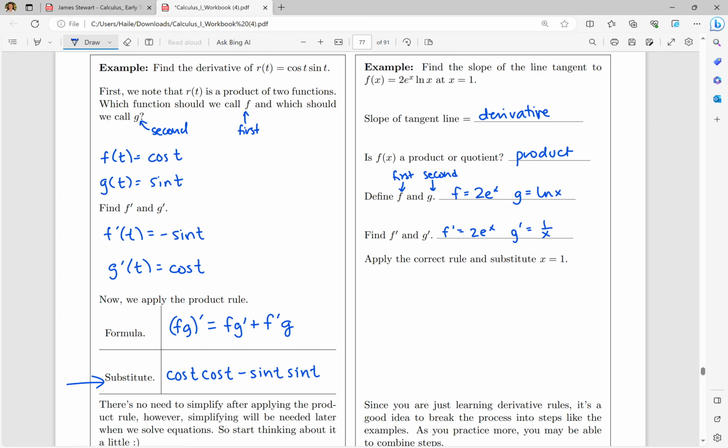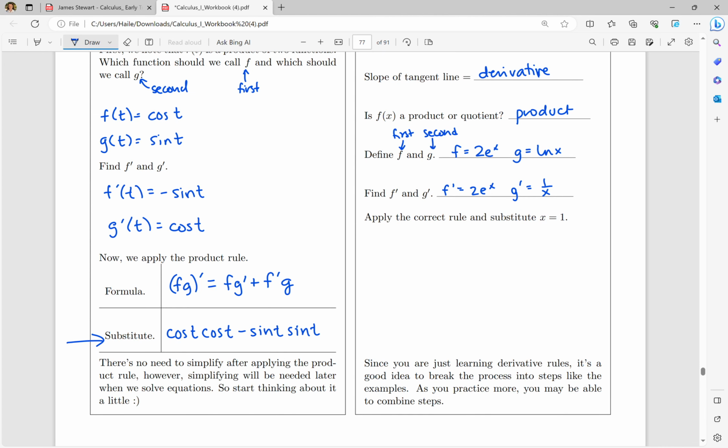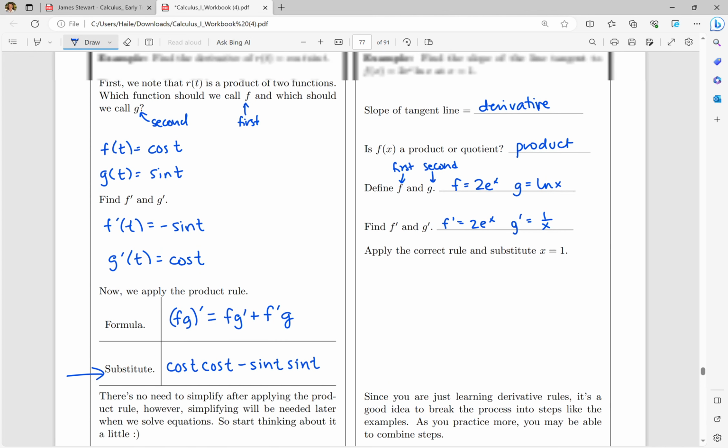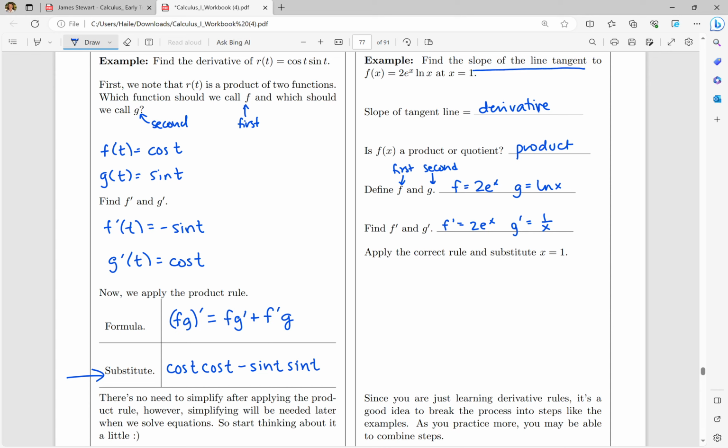Now, if we find those derivatives, f prime would just be 2e to the x, and g prime would be 1 over x. So now we just need to apply the correct rule and substitute x equals 1 so that we can actually find the slope of the line tangent, or the tangent line. Okay, so product rule, we have (fg)' is equal to f g prime plus f prime g. So if we plug in all of our different functions, f is 2e to the x, g prime is 1 over x, f prime is 2e to the x, and g is ln of x. But now I want to find (fg)' of 1.